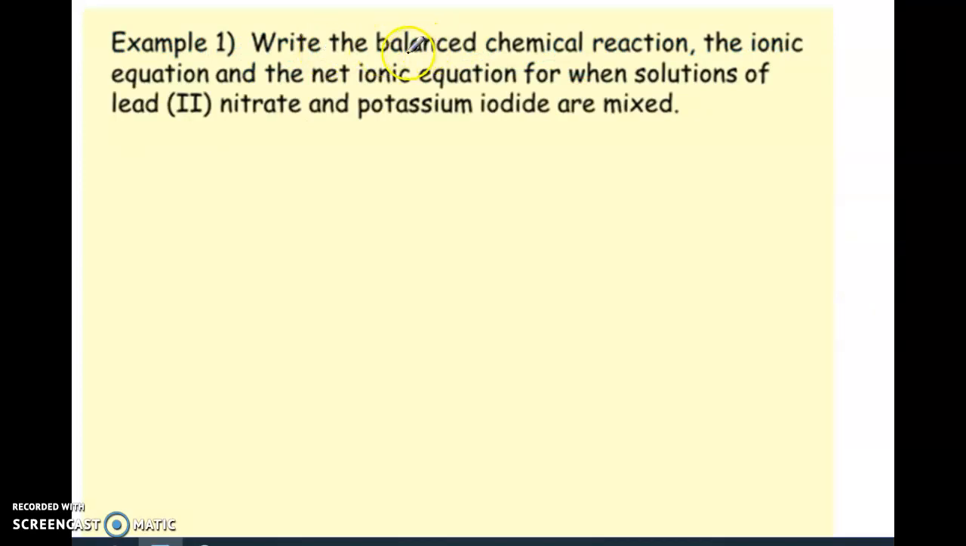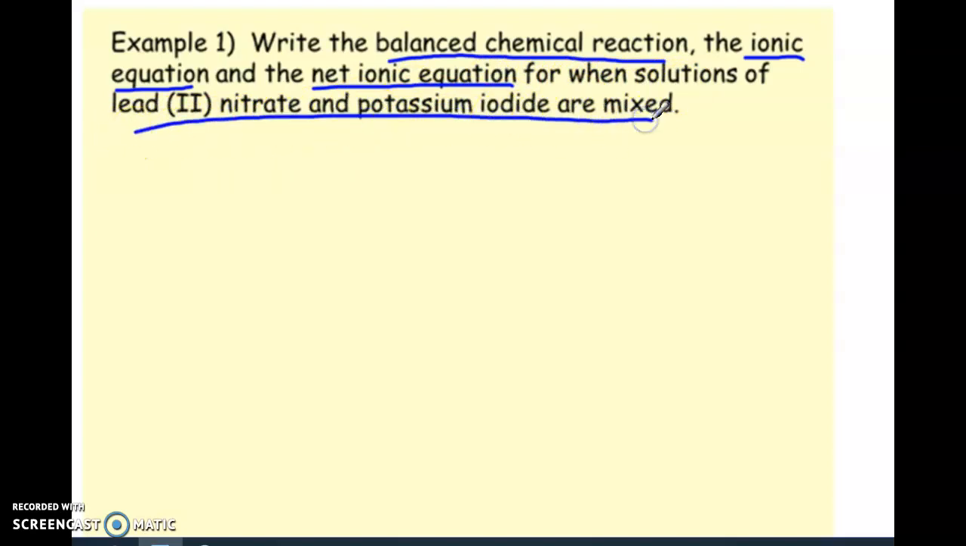Okay, so we're going to write the balanced chemical equation, or balanced chemical reaction, the ionic equation, and the net ionic equation. So we're going to write three different reactions here. We have a solution of lead 2 nitrate and a solution of potassium iodide mixed. So here are our reactants. We're going to start off with the balanced chemical reaction. Let's name these A, B, and then our net ionic is going to be C.